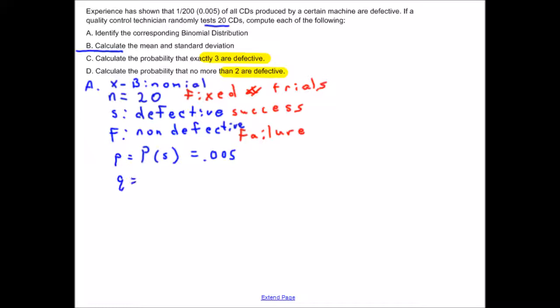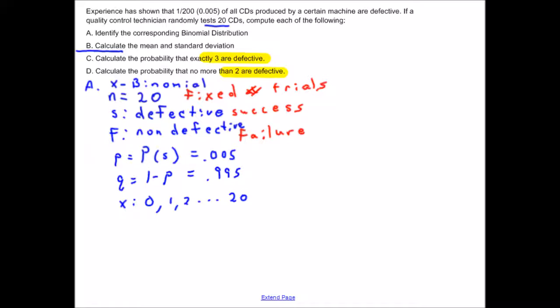Then Q, well, that's the complement. 1 minus P. Complement was used in chapter 4. 0.995. Probabilities are fixed on each step. X. X represents the number of, in this case, defective CDs. The text will show you as I can have 0, 1, 2, in this case up to 20.